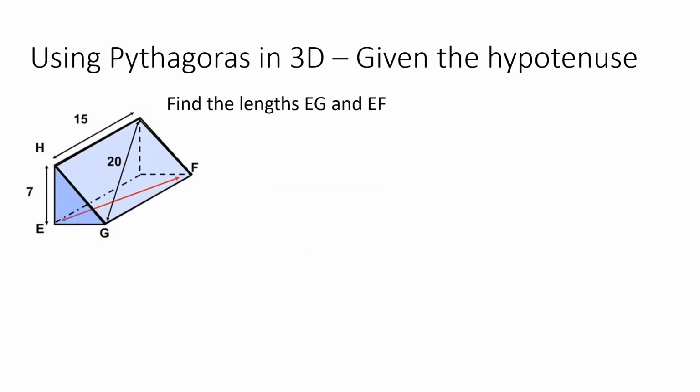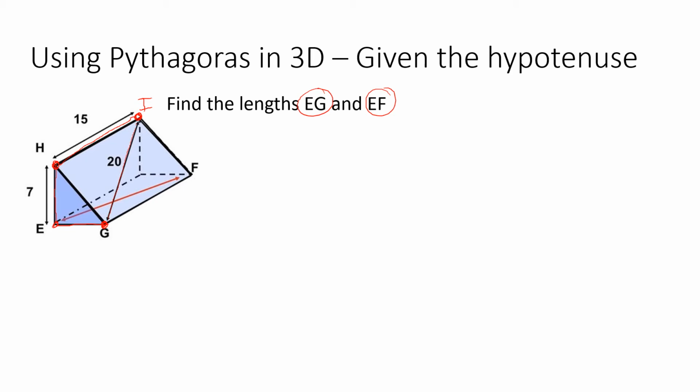So have a go at this one. And let's assume we're back. So we want to find two things this time. We want to find EG and we want to find EF. Let's do G first. So we're going across from there to there. And we've got our hypotenuse here, which is 20. So we want to go across from G to E, up to H, and then in towards, I don't know, let's call that I because it hasn't got a name.